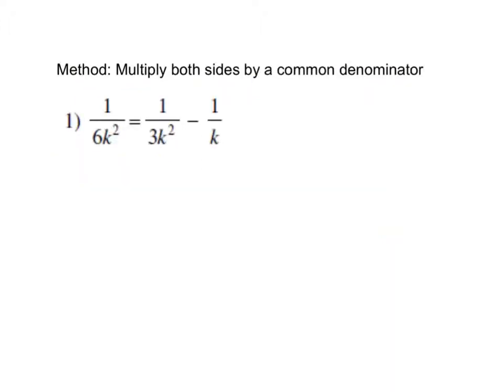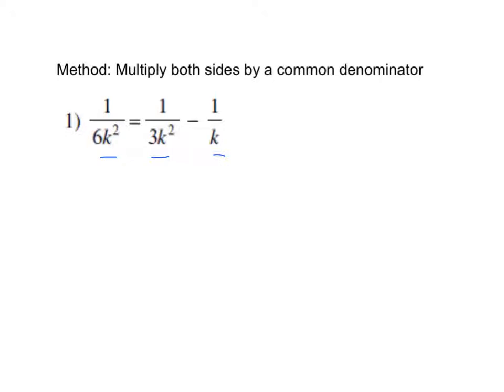So you can see here that we have three rational functions in an equation. So we have 1 over 6k squared is equal to 1 over 3k squared plus 1 over k. So the first method that we're going to employ here is we're going to multiply both sides by a common denominator and then simplify all the fractions. So the first thing to do here is to find a common denominator. And these are three different denominators. They're made up of different pieces, but they are different.